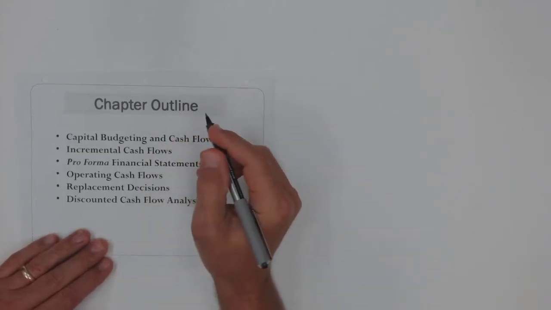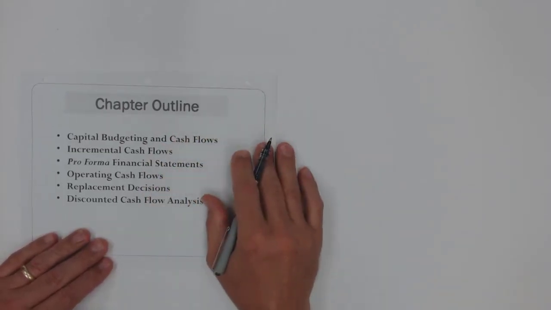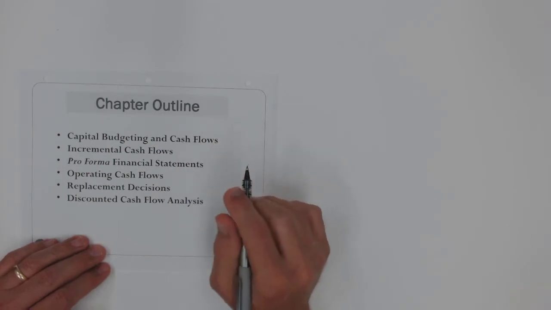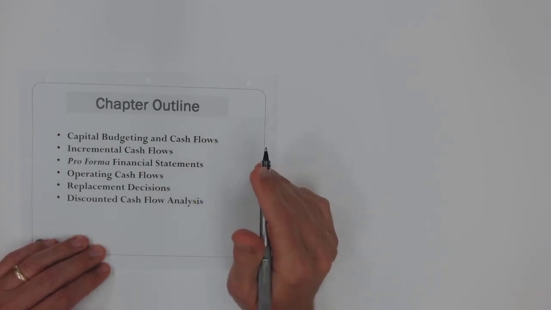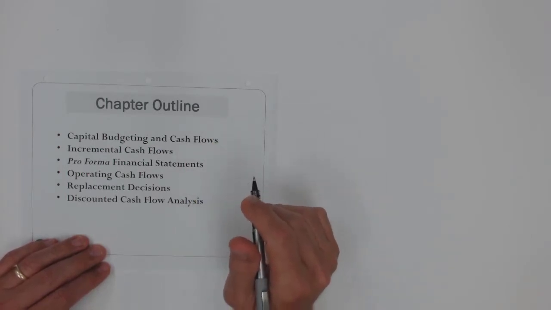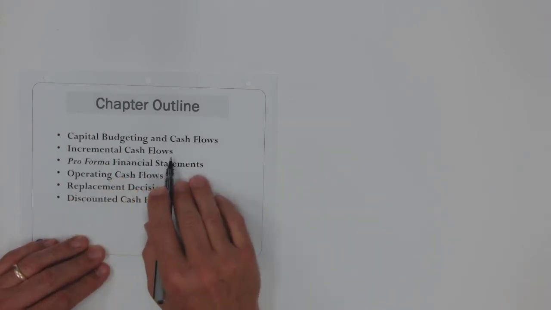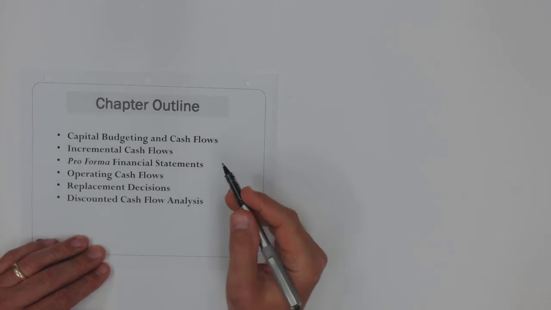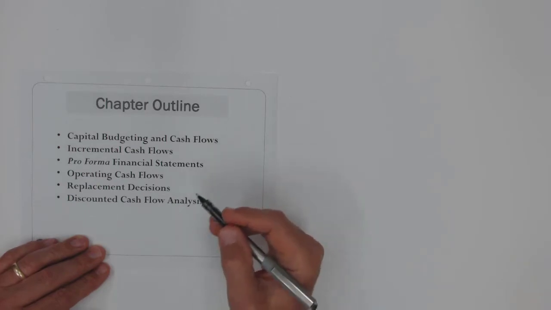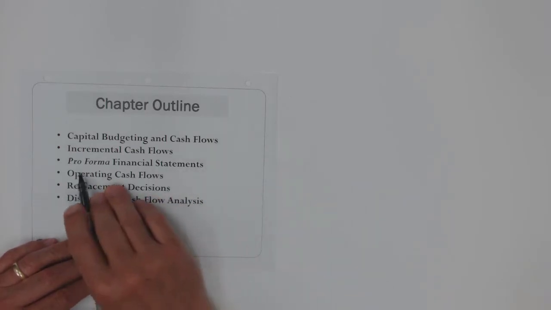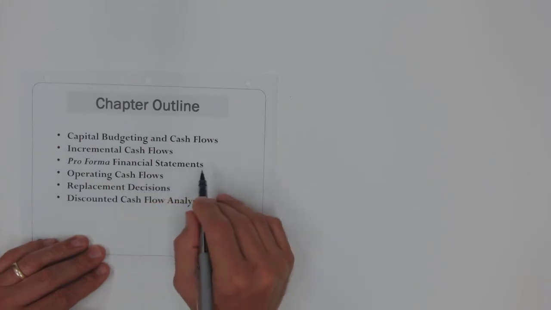We're going to continue our conversation of capital budgeting by looking at cash flows. When we look at a capital project, decide if we're going to accept the project or not, all we're worried about is the incremental cash flows, the additional cash flows that will come from the acceptance of the project. We will do that through pro forma financial statements.